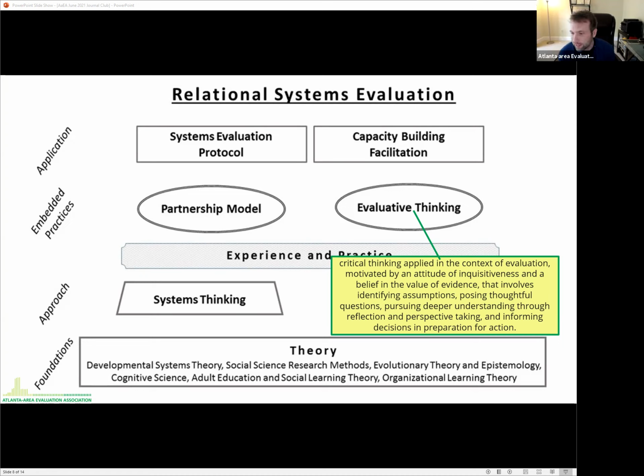And I like that word in the second line, inquisitiveness. I always felt that that's what evaluative thinking was, where critical thinking really is the dissection of an idea. Inquisitiveness is the interest in learning about the idea more.